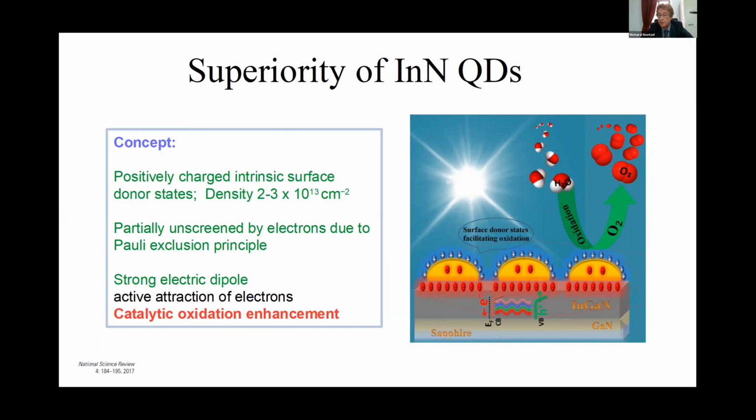So these positively charged surface donors cannot be screened. Electrons are expelled into the indium gallium nitride layer underneath. This creates a very strong electric dipole due to quantum effects, which actively attracts electrons. And this active attraction of electrons basically translates into catalytic oxidation enhancement. And this is the secret of the very high efficiency of the photoanode for the water splitting reaction.